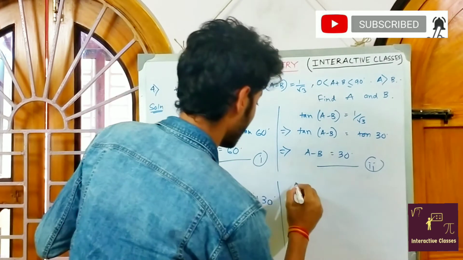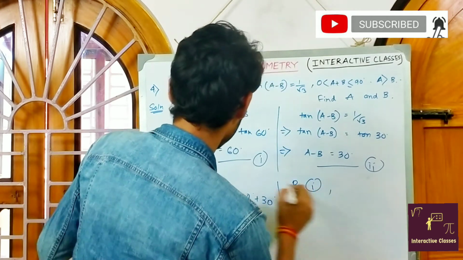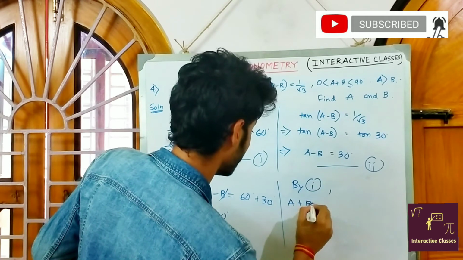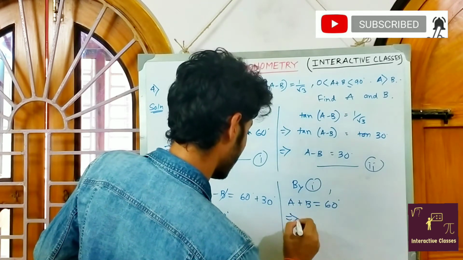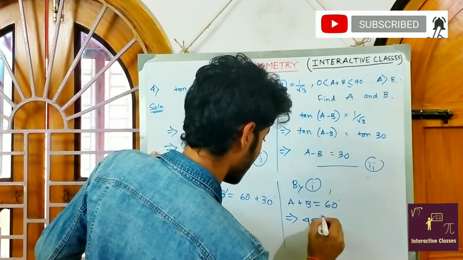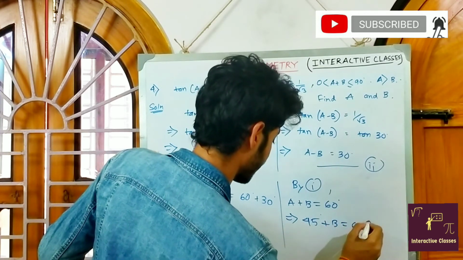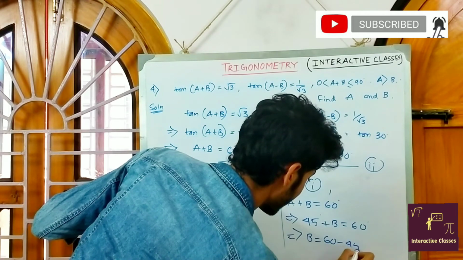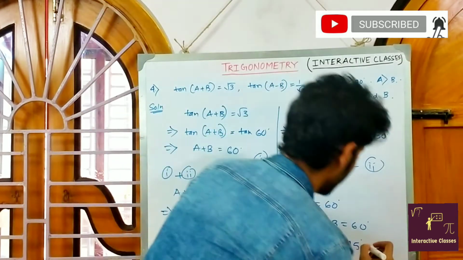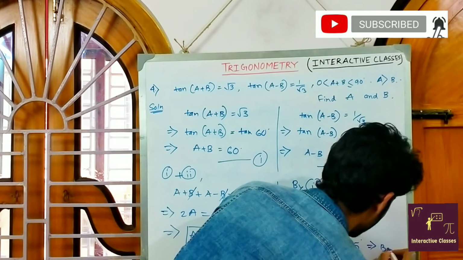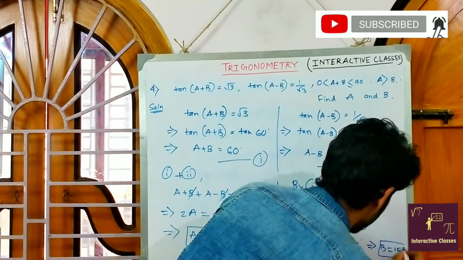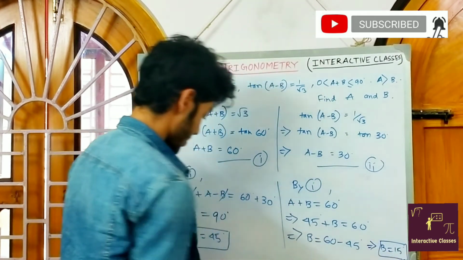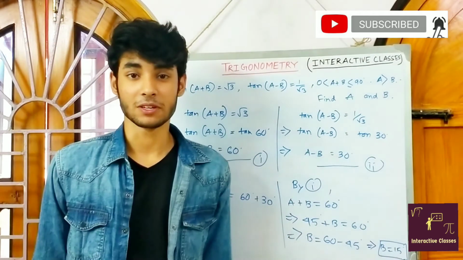Similarly, by 1, if we put the value of a in, we get a plus b equals to 60 degree. A is 45 plus b equals to 60. So b equals to 60 minus 45, that is 15. Therefore b is 15. So the value of a and b is 45 degree and 15 degree respectively.